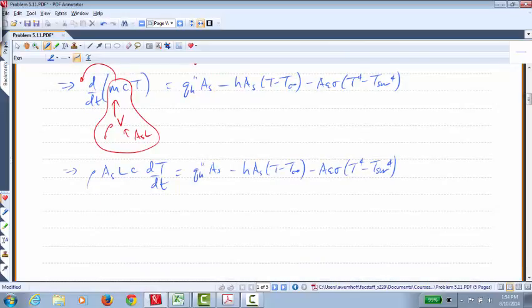So let's divide through then by everything here on the left side. So let's divide through by that. So that goes away. We get rho A_s L C for the denominator of all three of these terms over here. A sub s's will cancel out.